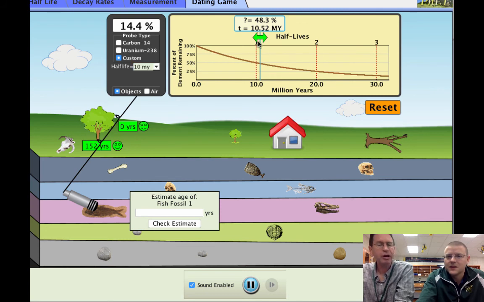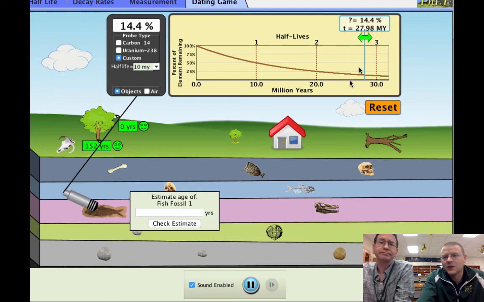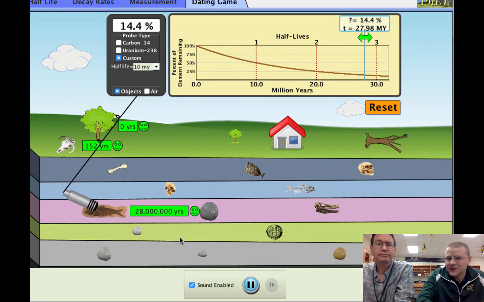We can do the same process and figure out about how long Mr. Fish has been dead. So about 14.4% of this custom element left. Looks like we're around 28 million years. Yep. When we find things in rock layers, we can guess their ages, which is what we're going to do in the next topic, but we can get their absolute real date if we use this radioactive decay and radiometric dating. Agreed. All right, talk next time.